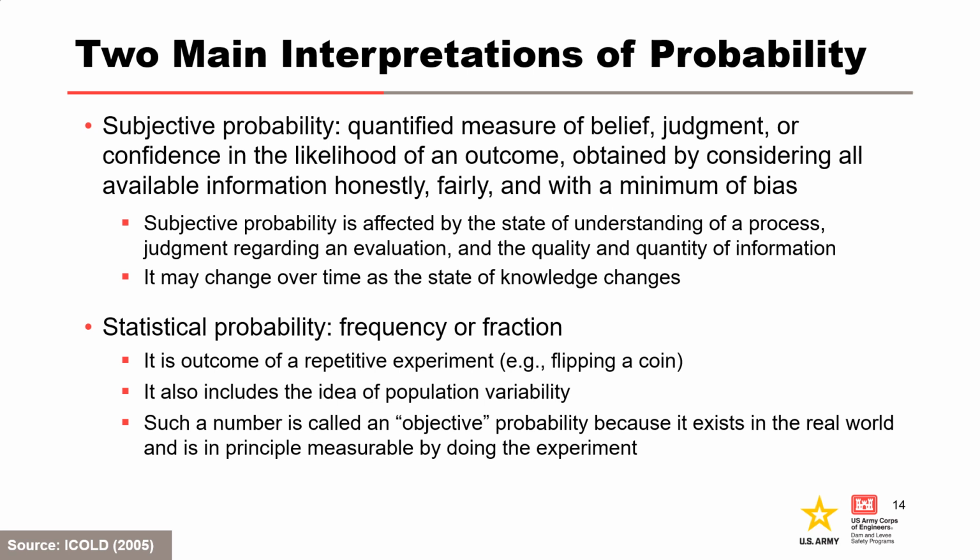There are two main interpretations of probability: subjective probability and statistical probability. Subjective probability is what we most often consider during a risk analysis and is a quantified measure of belief or judgment in the likelihood of the outcome we are evaluating. We do this by considering all available information we have, hopefully with a minimum level of bias. Subjective probability is affected by the state of understanding of a process, the judgment regarding an evaluation, and the quality and quantity of information, all of which can change over time as the state of our knowledge changes.